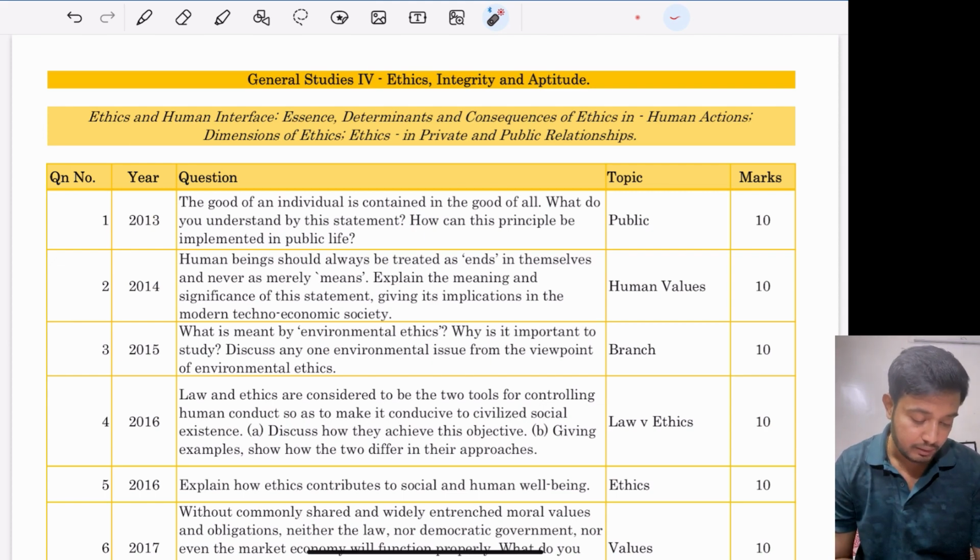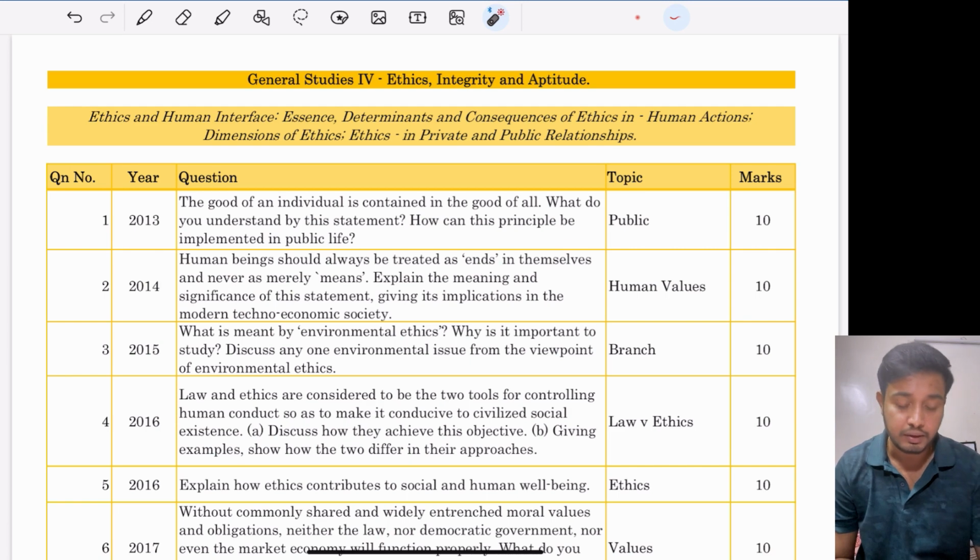So what the question asks is: explain the meaning and significance of these statements. So there have to be two specific subheadings, one is the meaning, one is the significance, and then there is a third part also, giving its implications in the modern techno-economic society. So there are three subparts in this question: meaning, significance, implications. Meaning, mostly you have to explain the premise of deontology.